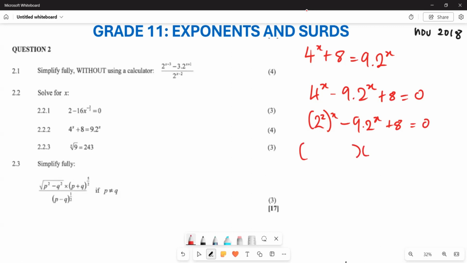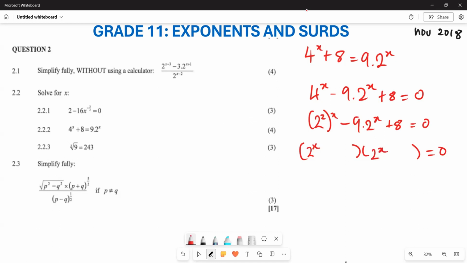You can open up your 2 brackets here and say this is equal to 0. You see, this is 2 to the power of what? 2 to the power of x. So now what is it that you can do here? We are saying now you can still let this be 2 to the power of x and this be 2 to the power of x, because you are still going to get what? 2 to the power of 2x, right?